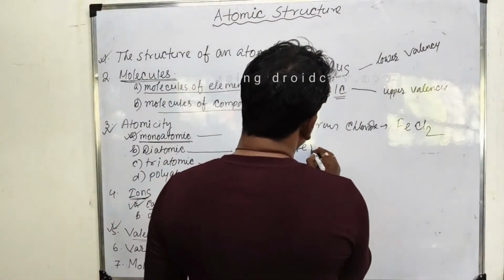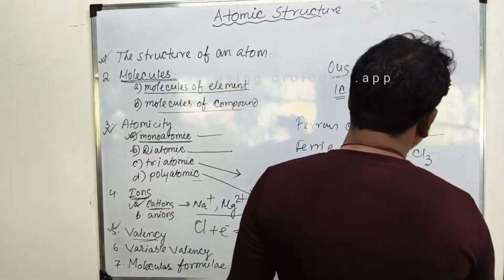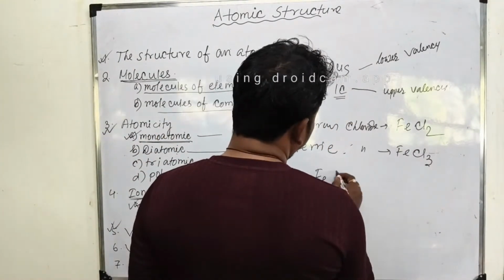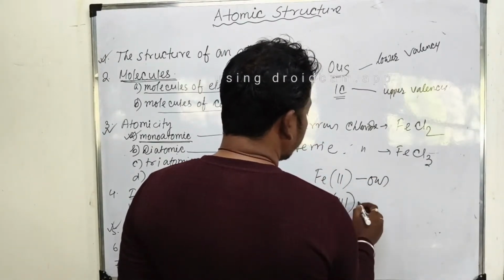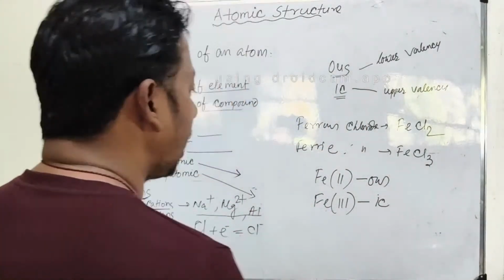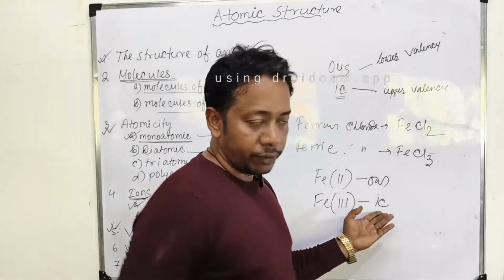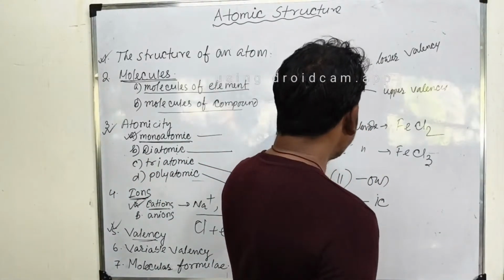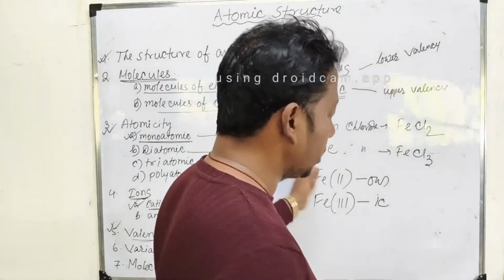Ferric chloride, the symbol is FeCl3. Okay, first think about ferrous, that is Fe2, which means "ous". If it shows the valency 3, it is "ic". Clear? So 2 means "ous", 3 means "ic". You can add in the suffix "ous" or "ic". Think about ferrous chloride: "ous" means the valency is 2, and ferric means this iron has the valency 3.